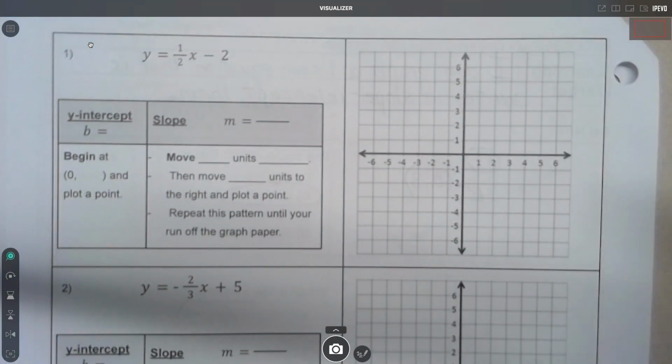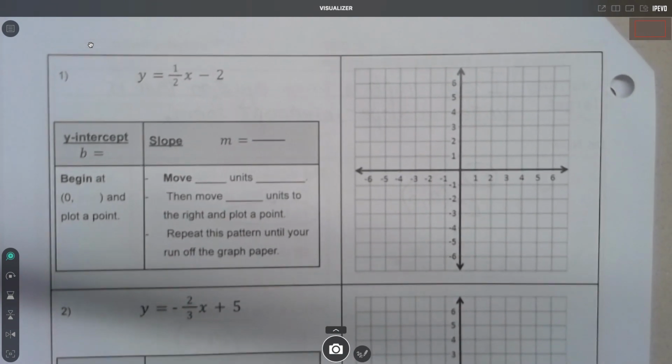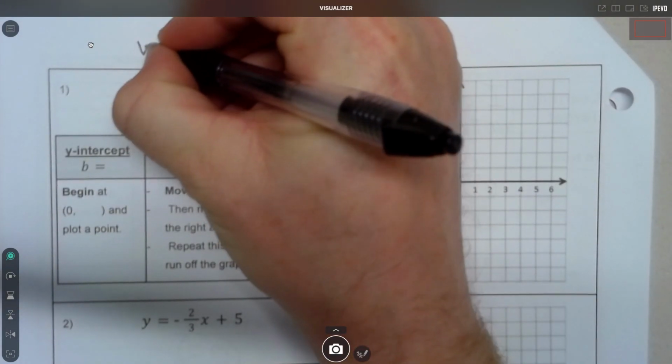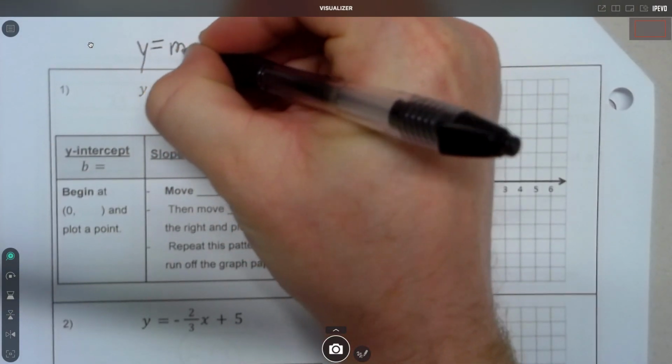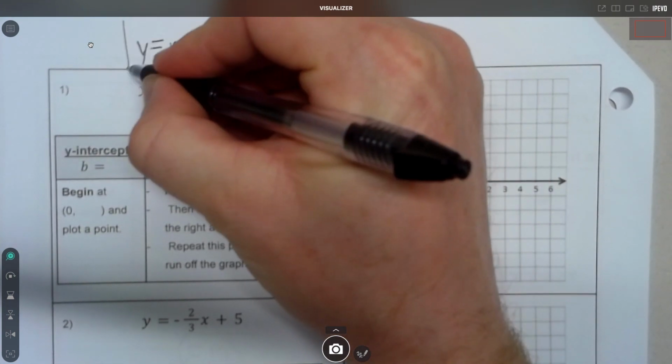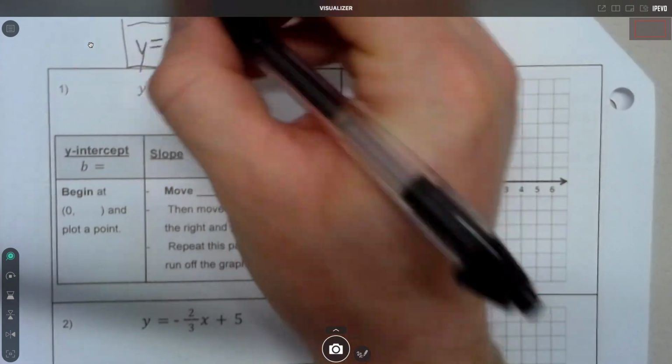So, question number 1. Slope-intercept form of a line is y equals mx plus b. This is the slope-intercept form.